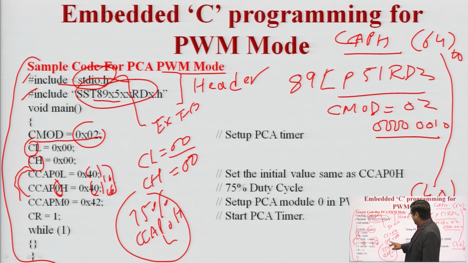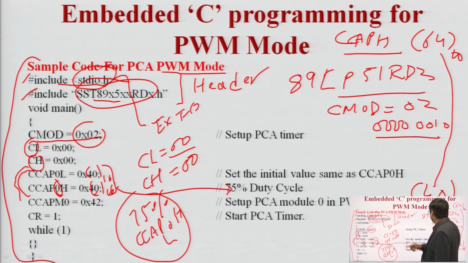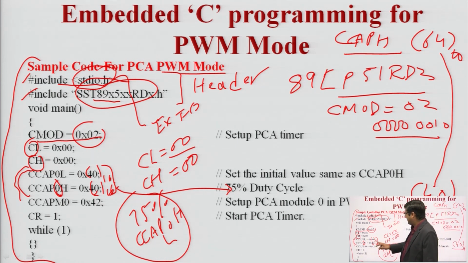We have calculated the value through the 75% duty cycle. For a 50% duty cycle, the values of CCAP0H and CCAP0L may vary. So, these are the values.